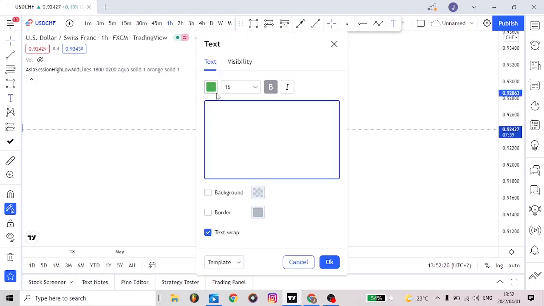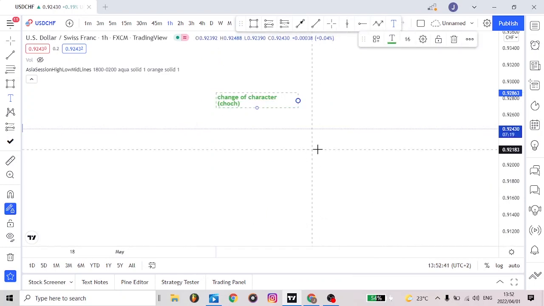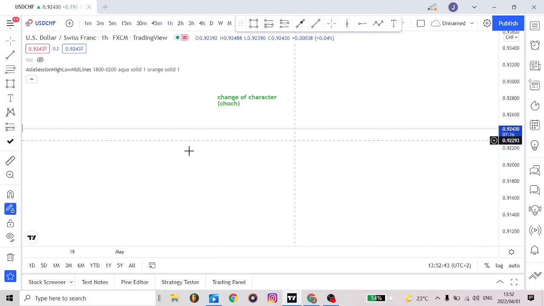CHoCH is when the market gives us a signal that it's about to change its structure, it's about to change the trend. So let's just name it change of character, as some would call it a CHoCH. Okay, let's put that here. Now let's talk about what a CHoCH is.